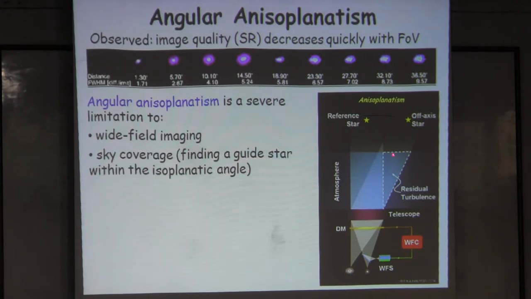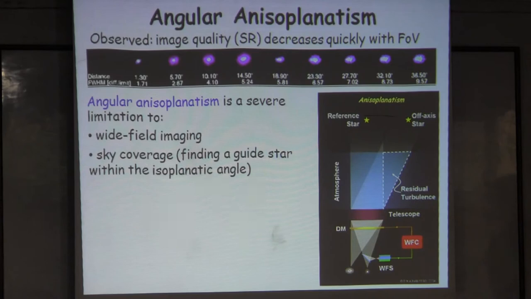And the light from the star, of course, passes through a different column of the atmosphere. And there is this part of residual turbulence. Whatever happens there, the wavefront sensor will not know, right? Because it's outside the field of the wavefront sensor. And this is a severe limitation to wide field. And it's not large. This isoplanatic angle is just, whatever, 10 to 20 arc seconds. It depends on the wavelength. The shorter the wavelength, the smaller the angle.